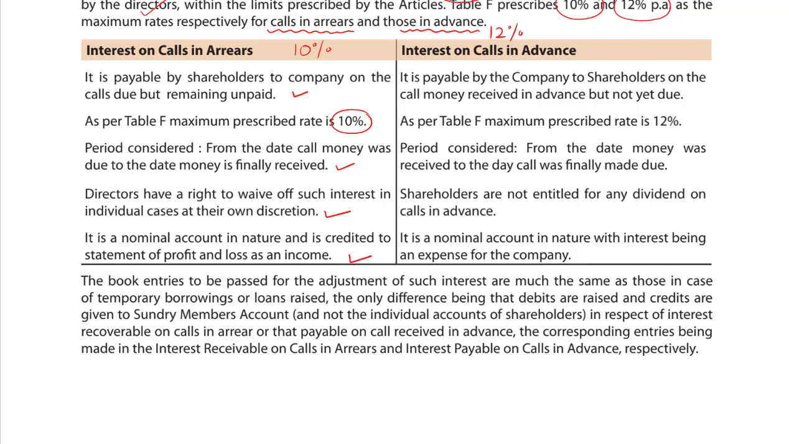Interest on calls in advance. It is payable by the company to shareholders on the call money received in advance but not yet due. As per Table F, the maximum prescribed rate is 12%. Period considered from the date money was received to the day call was finally made due. Shareholders are not entitled to any dividend on calls in advance. It is a nominal account in nature, with interest being an expense for the company.